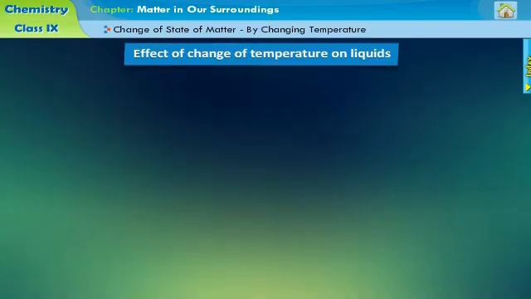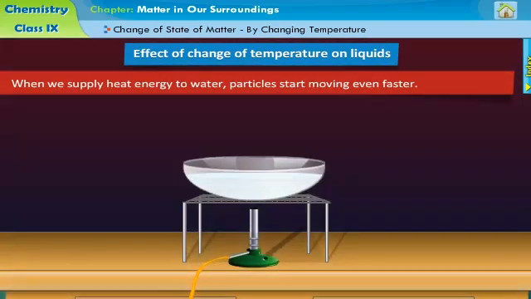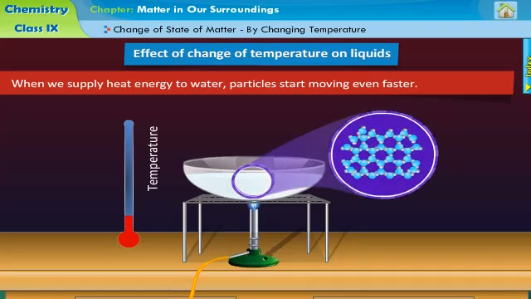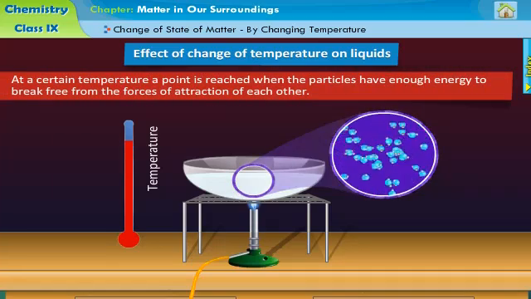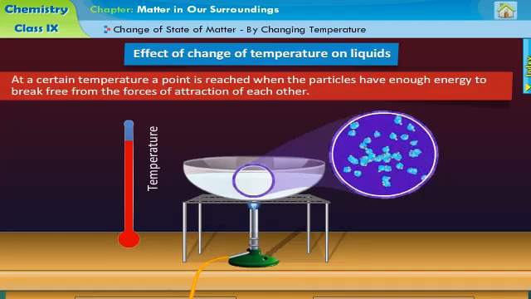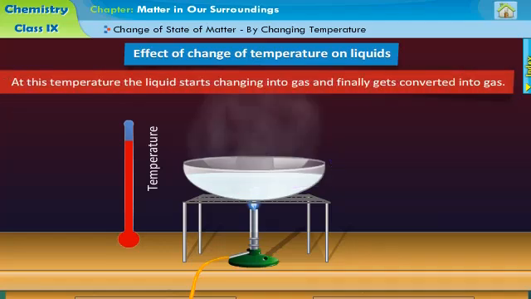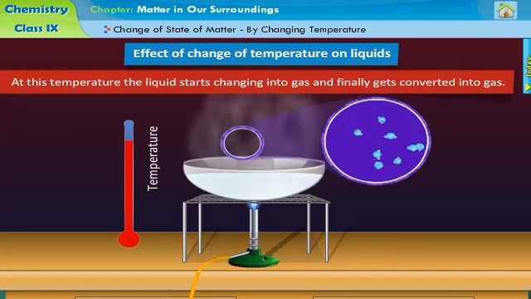Let's understand the effect of change of temperature on liquids. When we supply heat energy to water, particles start moving even faster. At a certain temperature, a point is reached when the particles have enough energy to break free from the forces of attraction of each other. At this temperature, the liquid starts changing into gas and finally gets converted into gas.